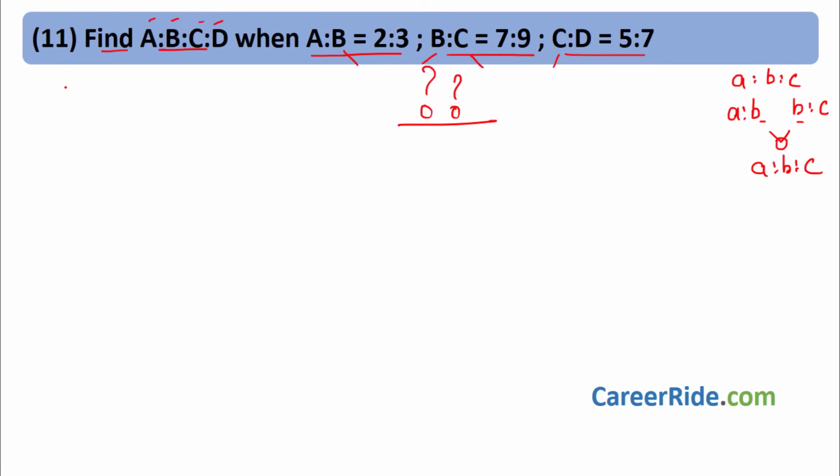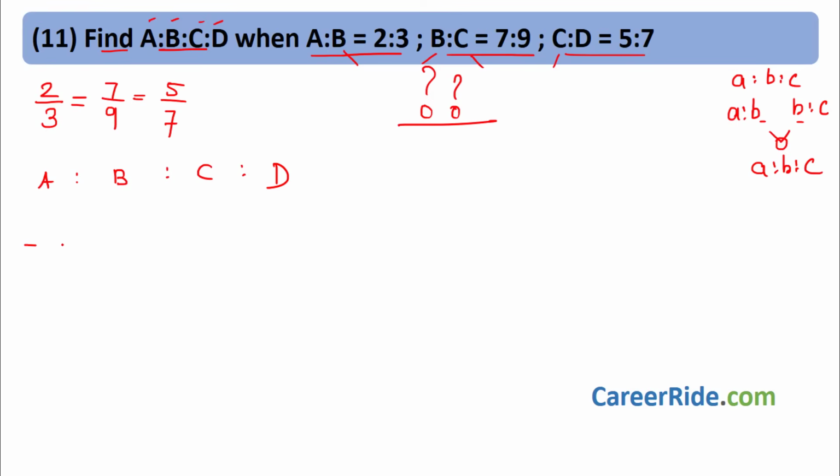Now first what you need to do is, A is to B is 2 is to 3, right? 2/3 over here. Next B is to C, what is it? 7/9. Next C is to D, what is it? 5/7. Now equate all of them. Okay. Now what do we want? Value of A is to B is to C is to D.